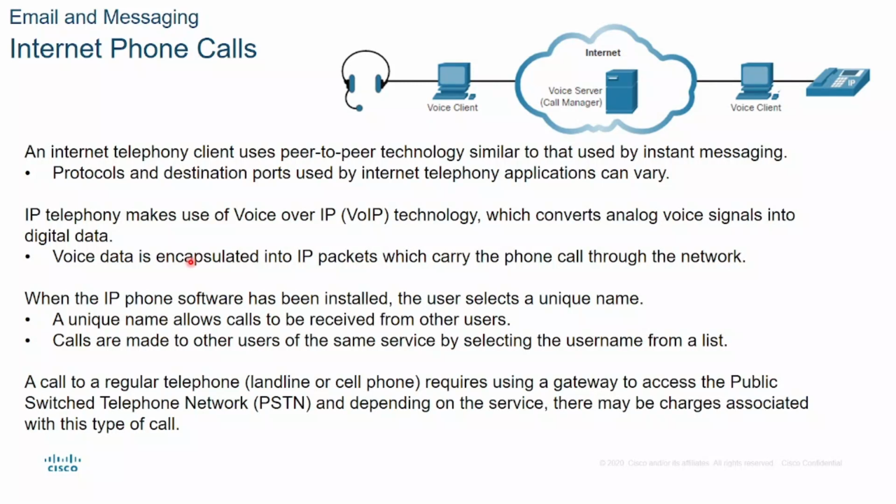When the IP phone software has been installed, the user selects a unique name. The unique name allows calls to be received from one user to the other. Calls are made to another user on the same service by selecting the username from a list. A call to a regular telephone requires using a gateway to access the public switched telephone network. Depending on the service, there may be charges associated with this type of call.